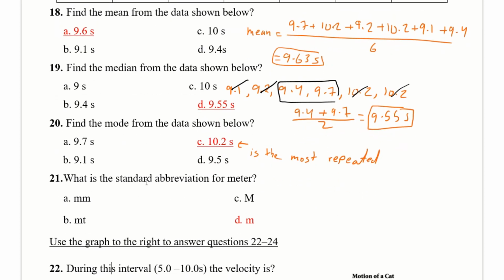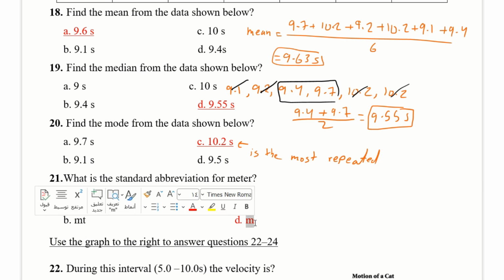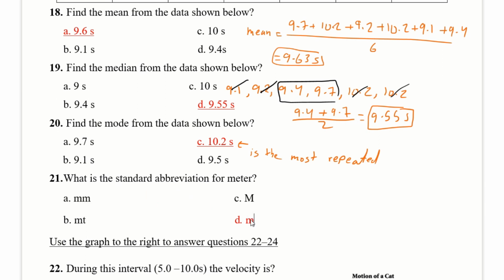What is the standard abbreviation for meter? The first one is millimeter, the second one is not correct, the capital M is mega, and the last one is correct. This is the abbreviation of meter.